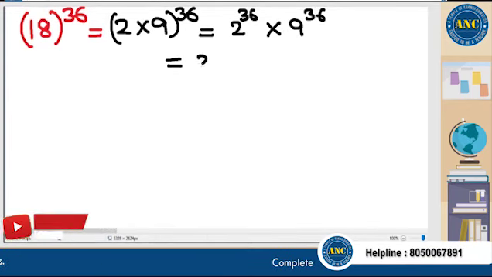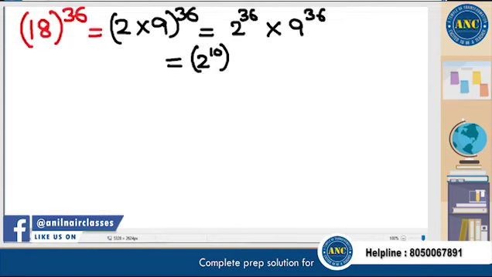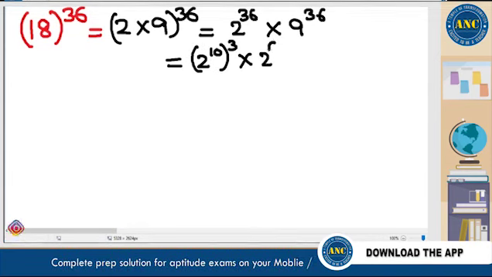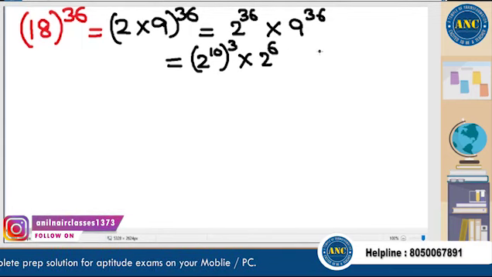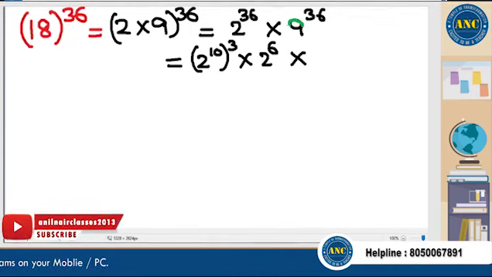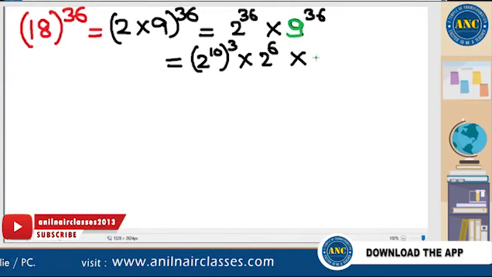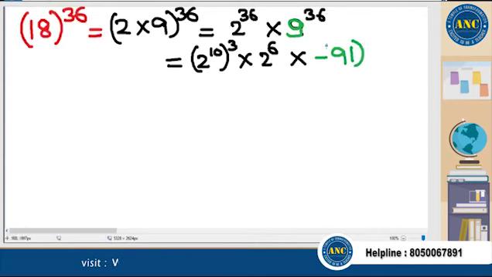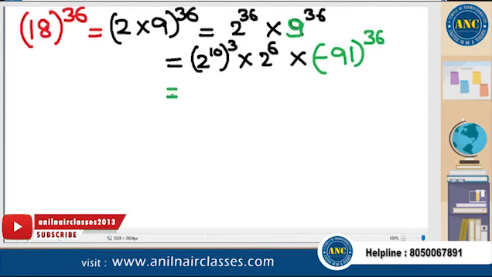2 power 36 is (2 power 10) power 3 into 2 power 6. This is 2 power 36 into 9 power 36. 9 is nothing but type 2. I believe everyone remembers it. Negative remainder of 9 is minus 91. So (minus 91) power 36. Now the same logic we will implement, sir.